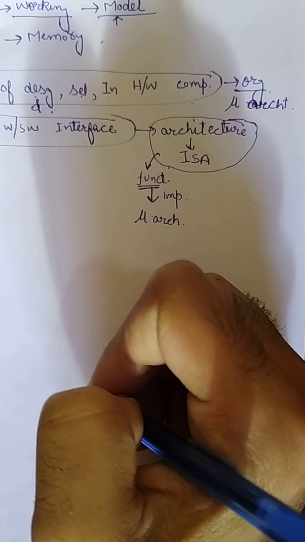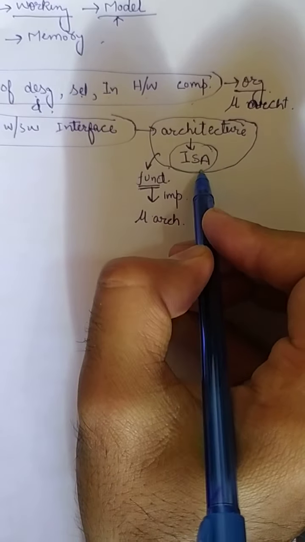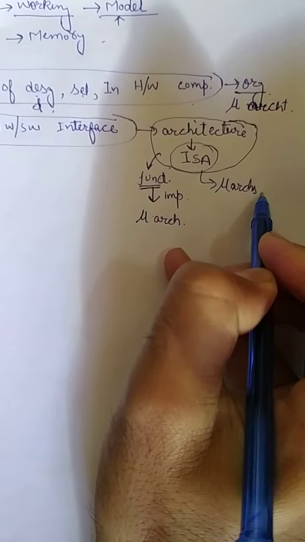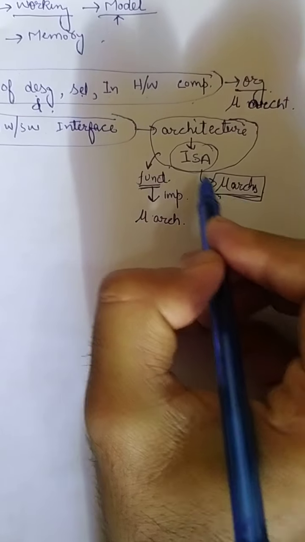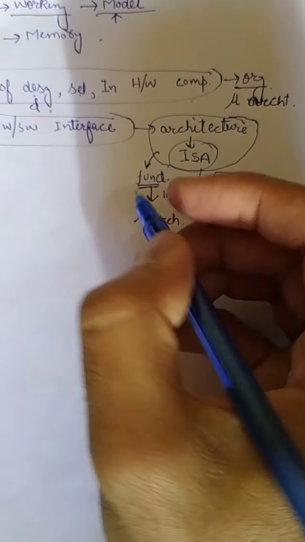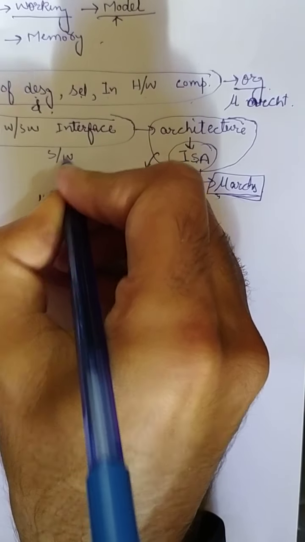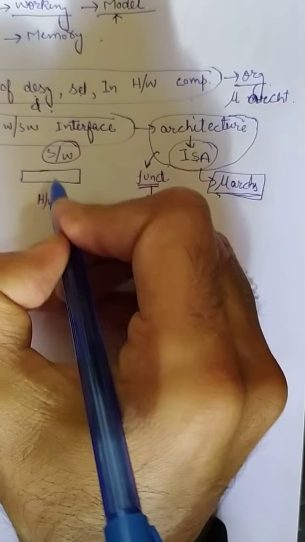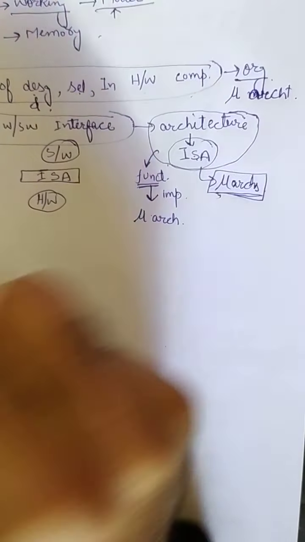One thing you have to note down is that for one ISA, there may be multiple micro architectures. We have already discussed in the previous lectures why there is the possibility of multiple micro architectures for a single ISA. Between the hardware and the software, the interface that allows the software to run on the hardware is called the instruction set architecture.